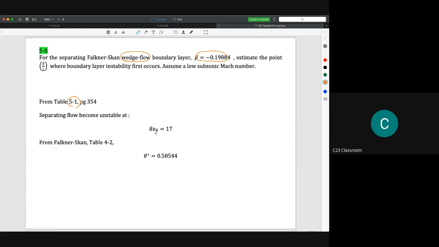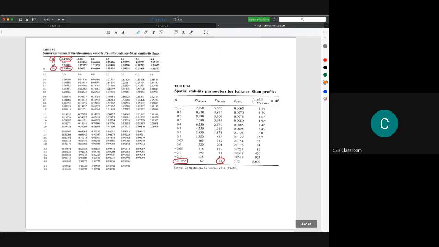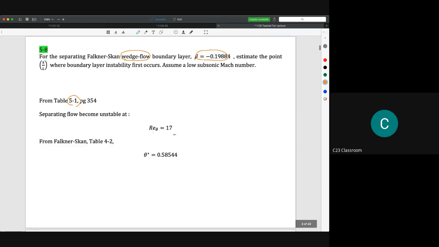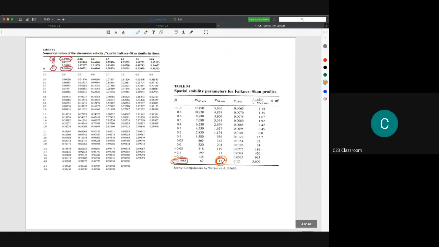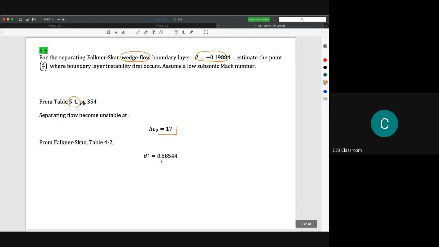theta here. So from here, if it's negative 0.19884, the Reynolds theta critical here is 17. So we take Reynolds theta equal to 17. Then from table 4.2, we found that for negative beta, negative 0.19, the theta here is 0.58. So we take the value 0.58544. I hope you take all the values without rounding, because it will change your answer.